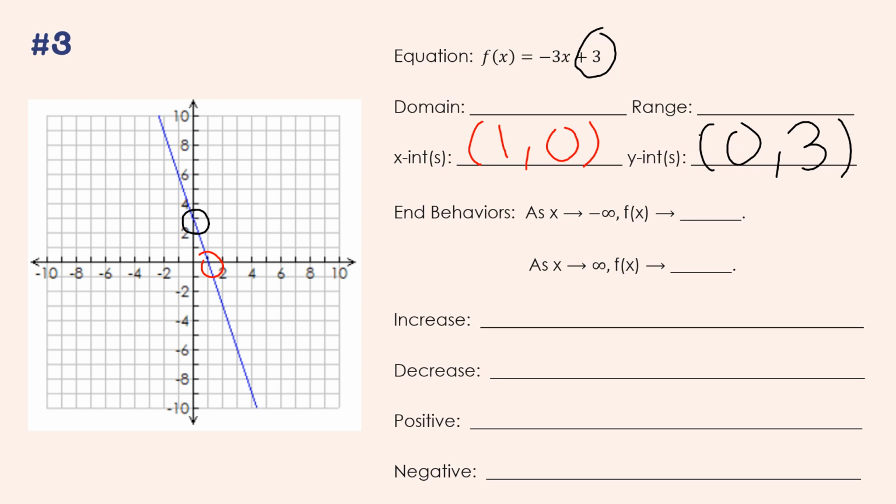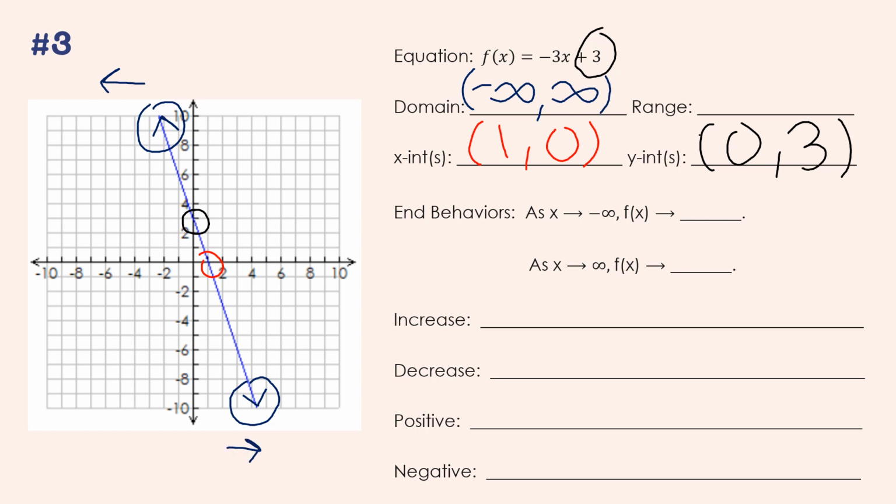For our domain, let's add our arrows. Domain, does it go left forever? If you look at that left arrow, it is pointing left, so it does go left forever. So that means it's going to go to negative infinity. On the right side, it's got an arrow. I know you probably see it as going down, and it is going down, but it is also going right, so it's going to go right forever, so that's to infinity.